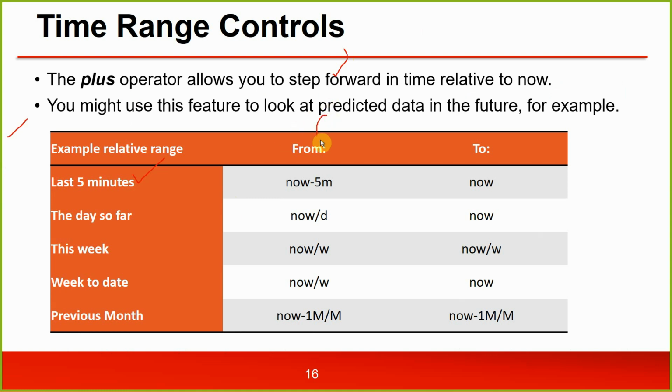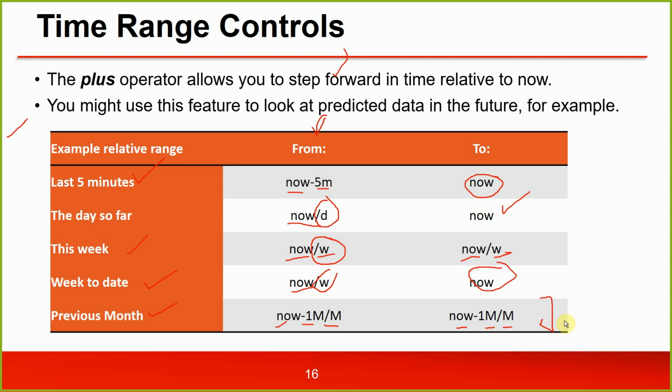So how do I start? From will have now-5m to now. Similarly, for day so far, now minus the entire day, so you simply specify now/d to now. This week means you want week so far, so now/w. So week to date is now/w to today's date. Previous month is now-1m/M to now-1m/M. That will show the previous one month.